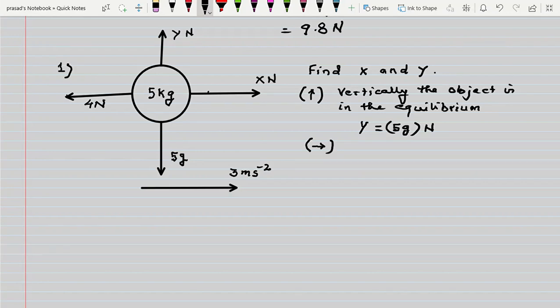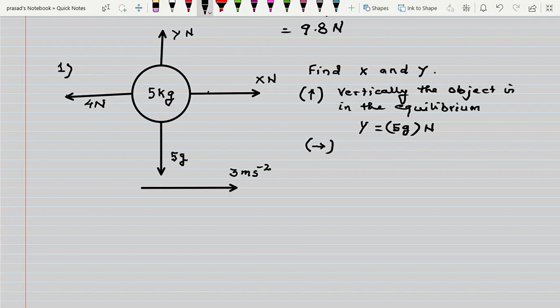Now we have already seen that the object will accelerate in the direction of the resultant force. Since the object is accelerating towards the right, that means the resultant force is acting towards the right. That means x Newton, acting towards the right, will be greater than 4 Newton, because we have already seen that the resultant force will always act in the direction of the greater force.